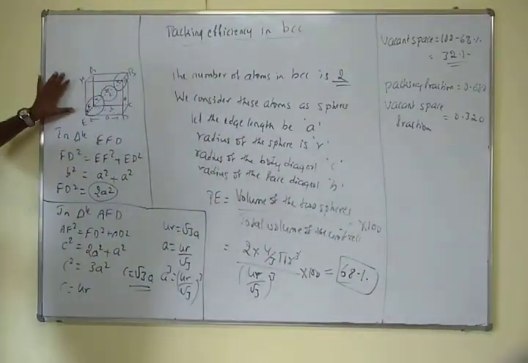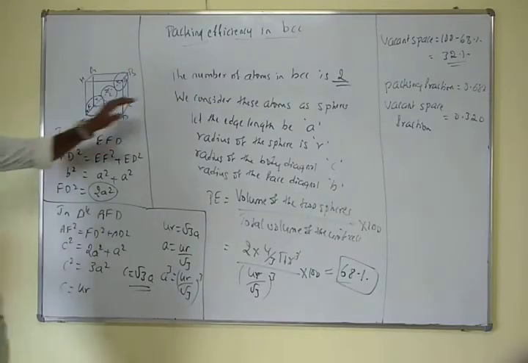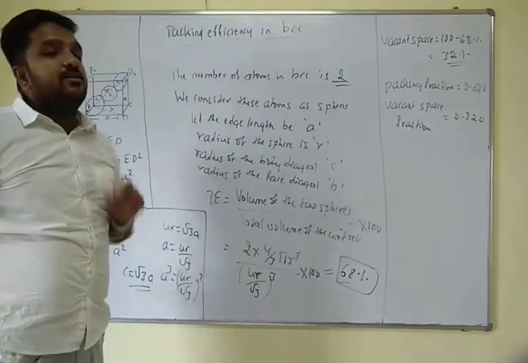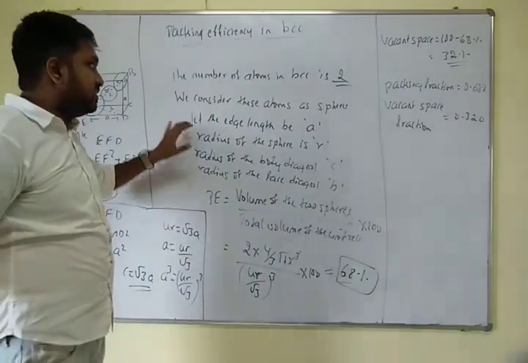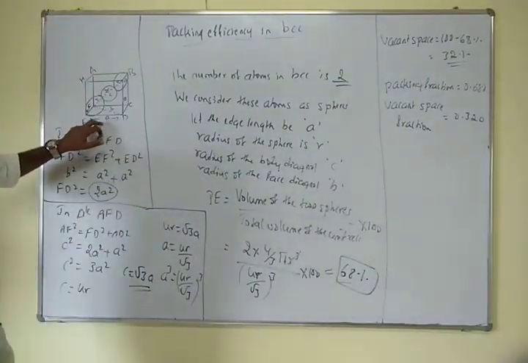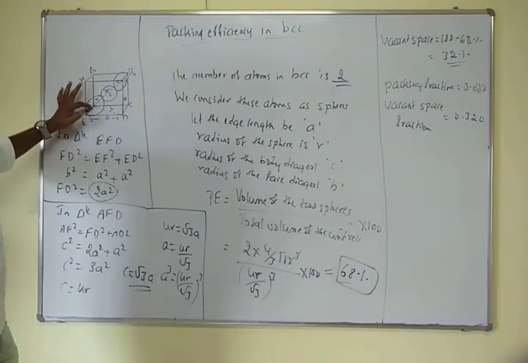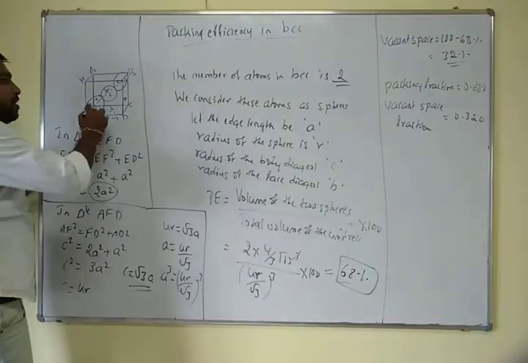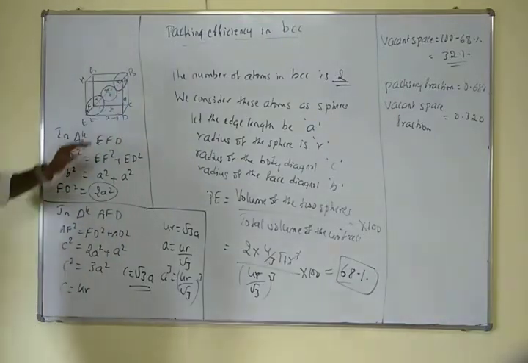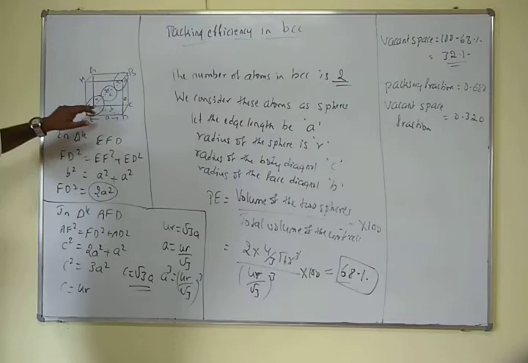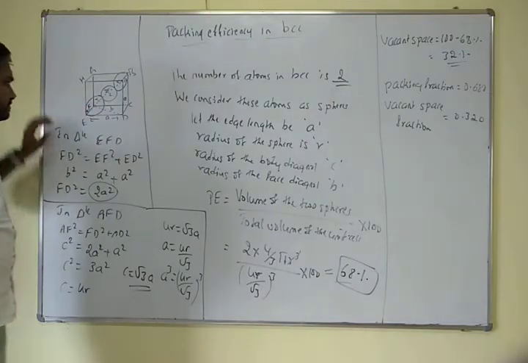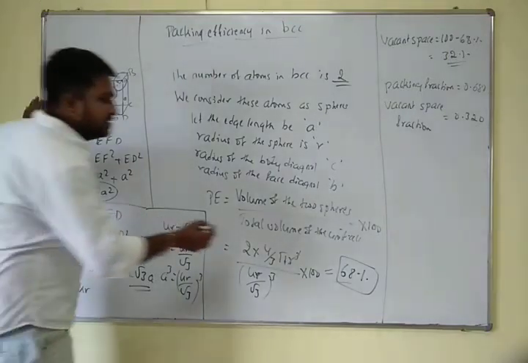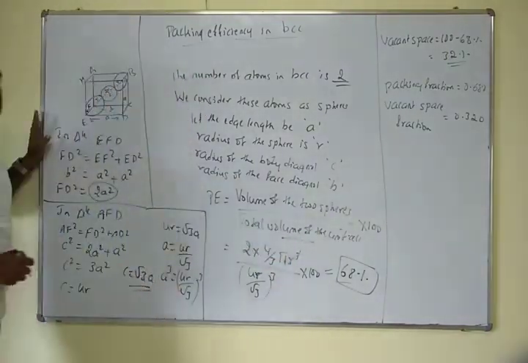So this is the schematic representation. In this case, the number of atoms in a body center cubic crystal is 2. We consider these 2 atoms as spheres. Clear? We have the edge length A, the radius of the sphere which we represent as R, the body diagonal which is C, and the base diagonal which is B. Clear? Now we need to know the value of A, because the value of A determines the total volume of the unit cell.